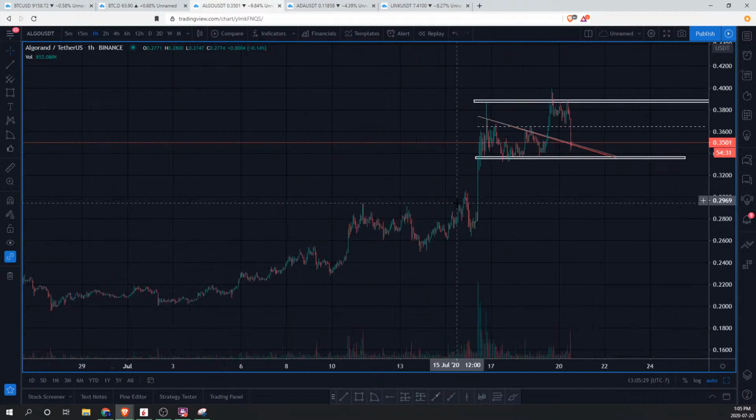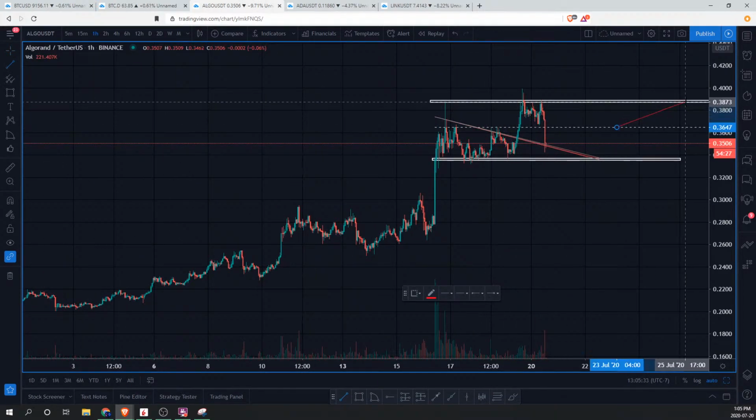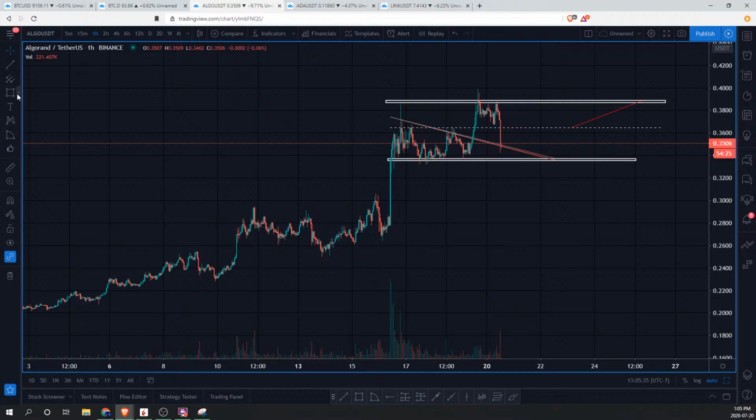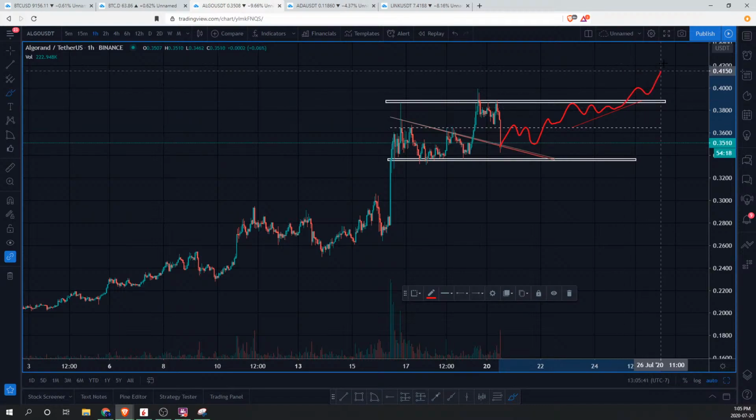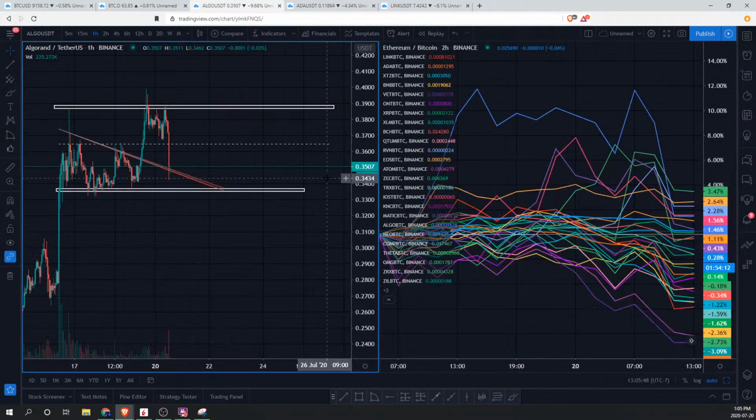So if it does hold, that could be an option, but not really looking at this for an entry right here. I'd want to see this kind of get to the high and then maybe create some level of an ascending zone. And then if we're able to get an ascending zone and then a break, retest, and that would be the opportunity that I'd be looking for. So definitely we got some time for algo.